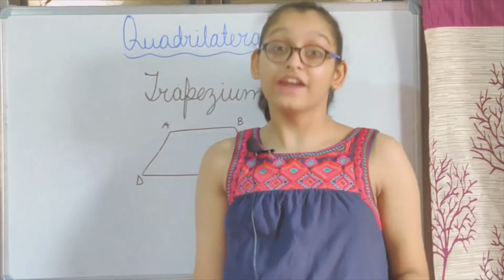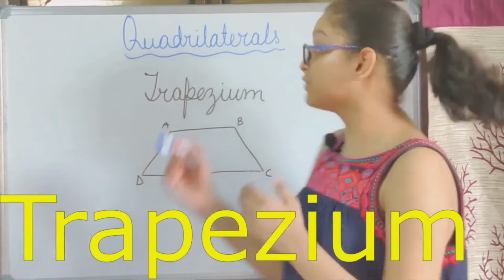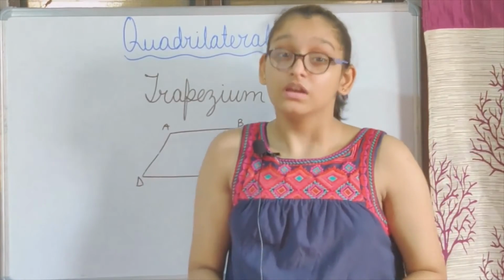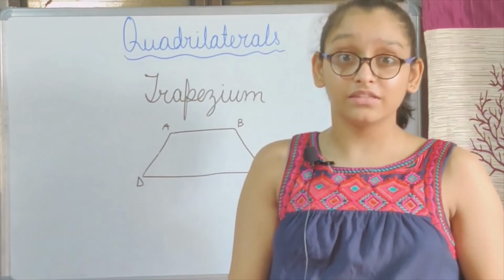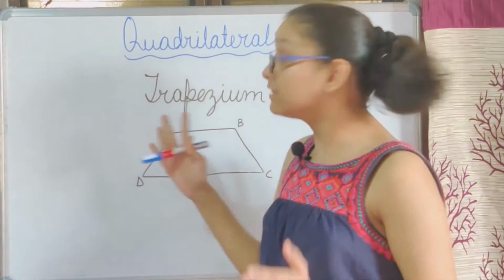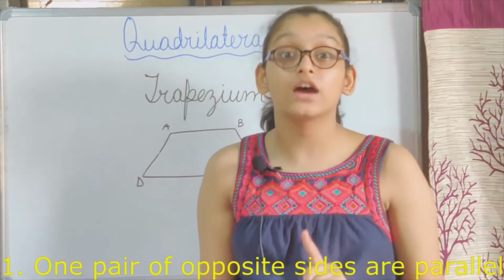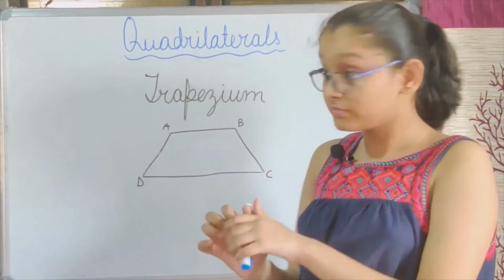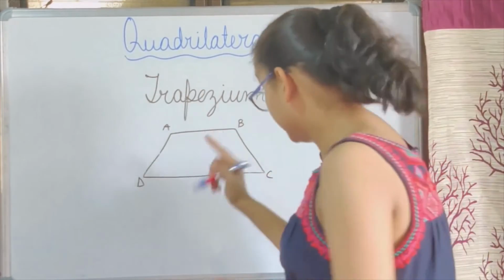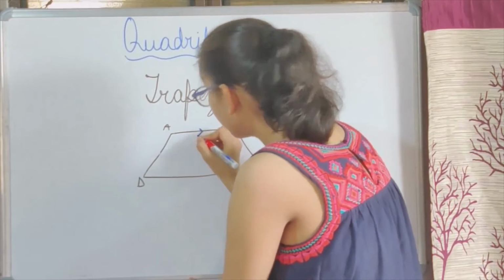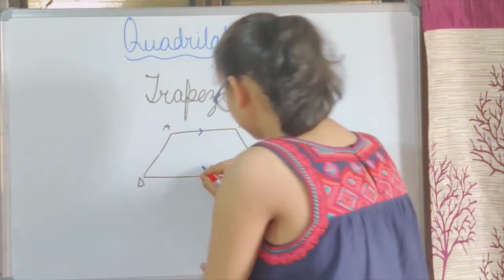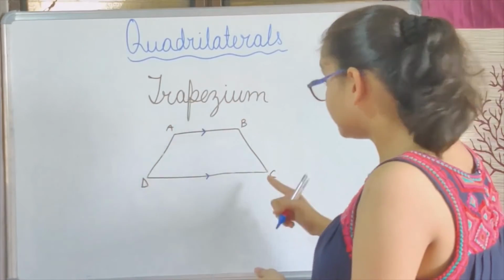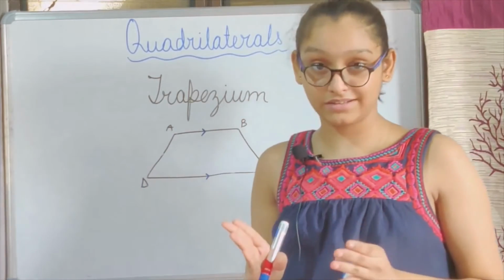So now let's start with the next quadrilateral, which is trapezium. Here ABCD is a trapezium. Now let's talk about its properties. So the first property of trapezium is that only one pair of opposite sides are parallel. In this trapezium, side AB is parallel to side DC and sides AD and BC are non-parallel sides.